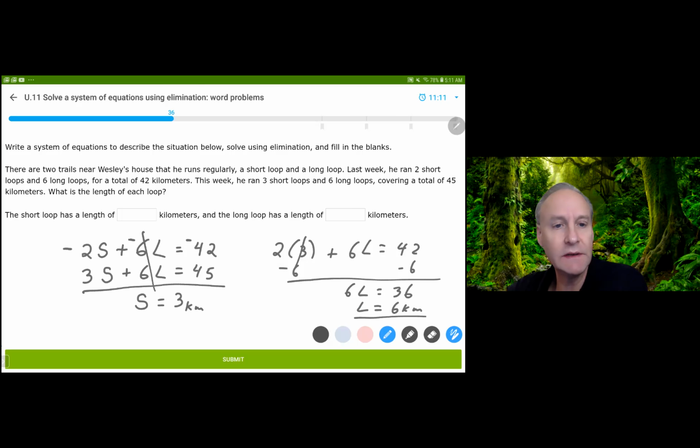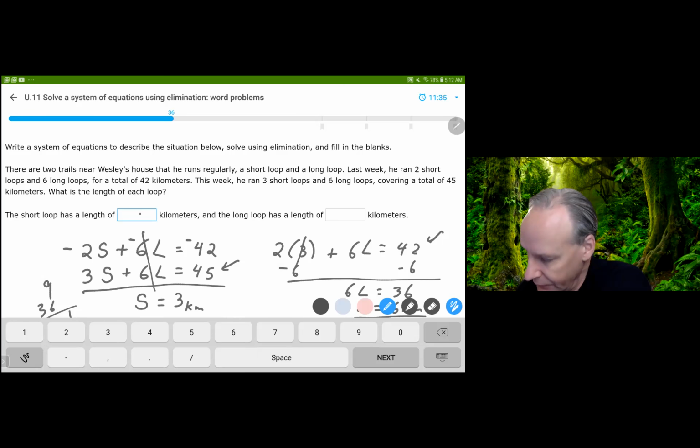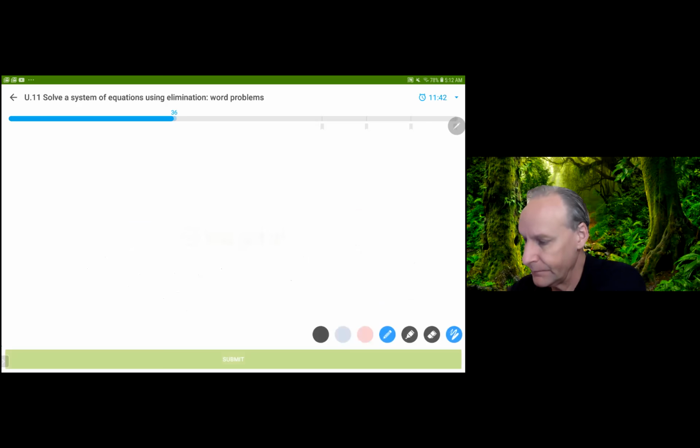Again, when these are so easy, I would definitely substitute them back into the second equation just to double check it. So 3 short loops is 9 kilometers, and 6 long loops is going to be 36 kilometers, which makes a total of 45, as we expected. Notice that this one was so similar. I was kind of worried there. I thought maybe I had the wrong equation, but it works out. So the short loops are 3, and the long loops are 6. And that is it.